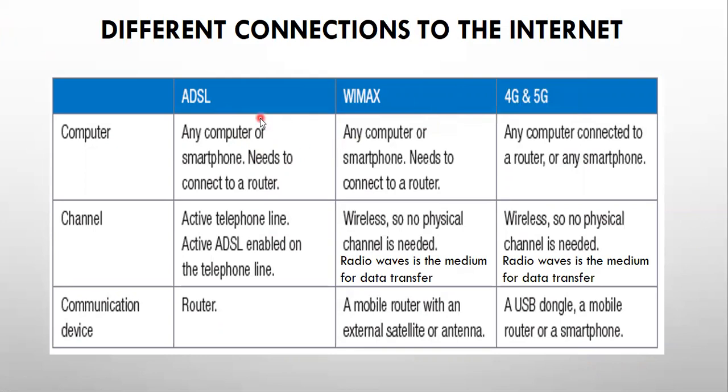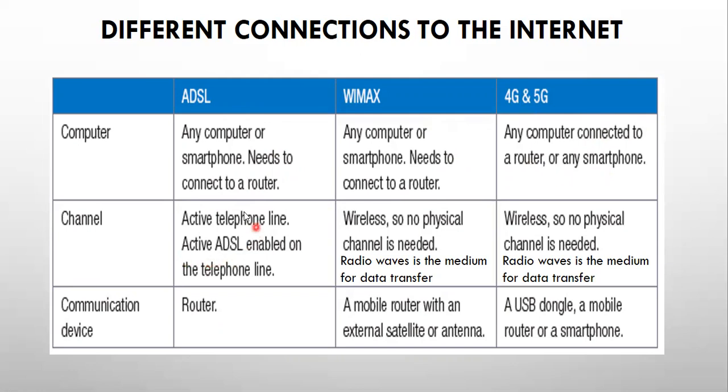Now your ADSL, any computer can connect, or smartphone, and you need a router to connect to an ADSL line. Your router will connect you to an ADSL line. WiMAX also needs a router, so also any computer or smartphone. 4G and 5G, any computer connected to a router or any smartphone can connect through to 4G and 5G.